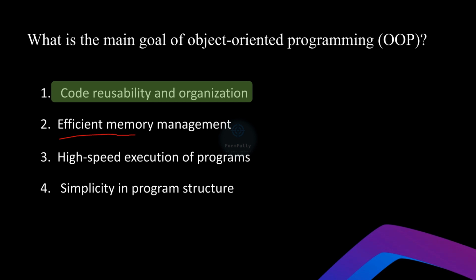While OOP can contribute to efficient memory management, it is not its primary goal. Speed is not the primary goal of OOPs. It's more about maintainability and reusability. While OOP can lead to more structured and organized code, simplicity is not its primary goal. It's a beneficial consequence. So the correct option is code reusability and organization.